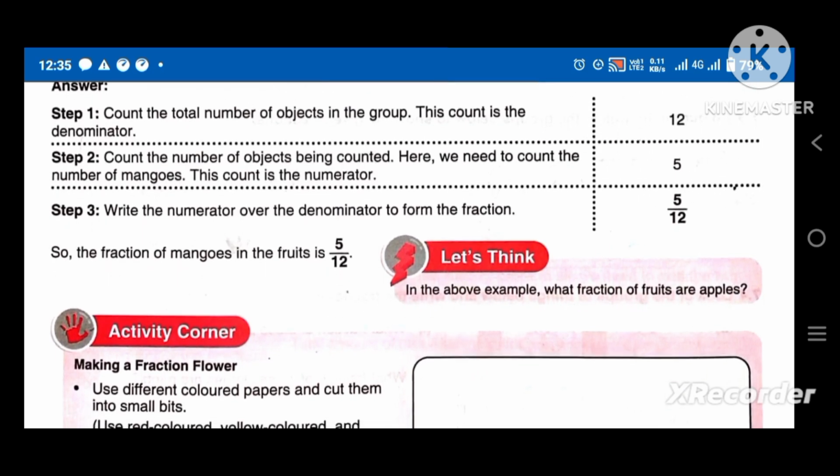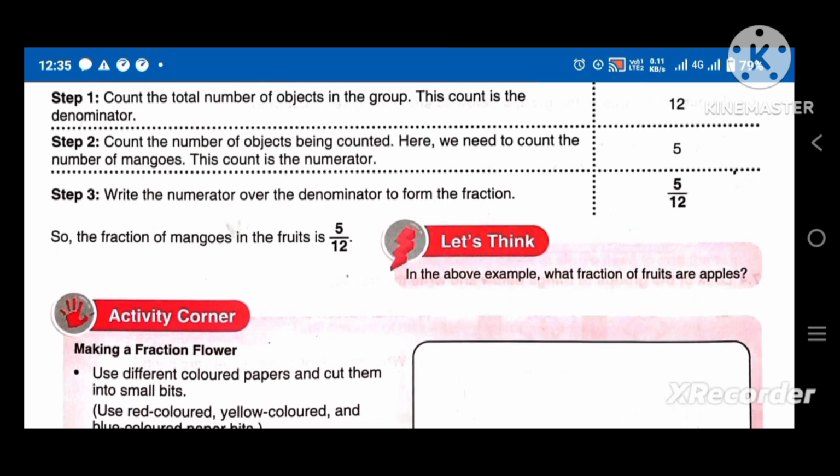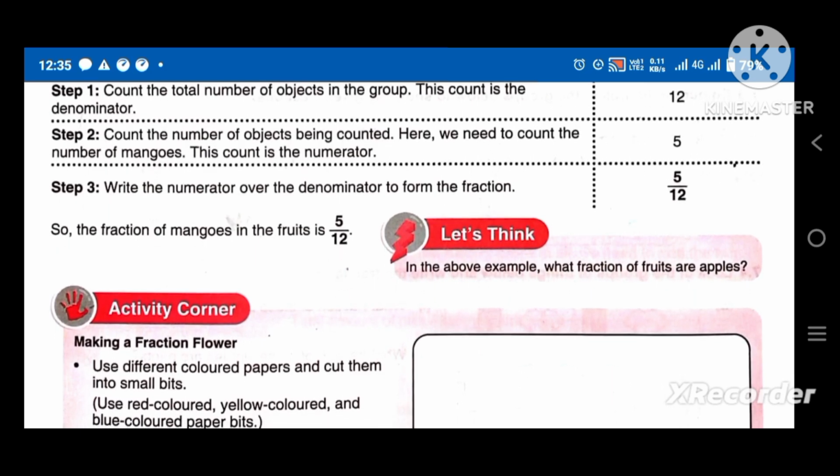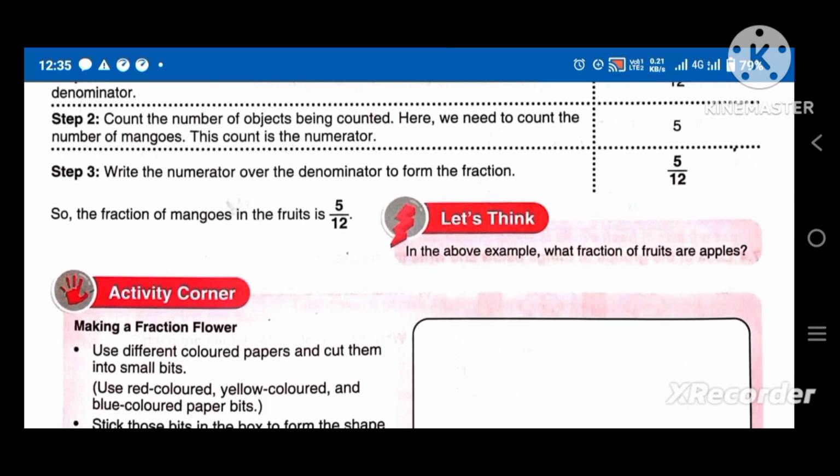Let's think. In the above example, what fraction of fruits are apples? The fraction of apples is 7 by 12.